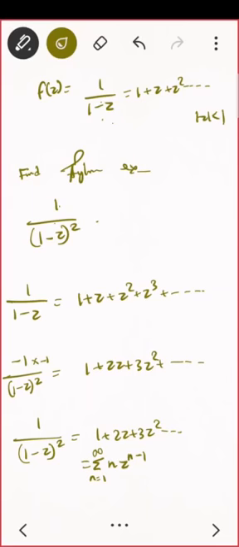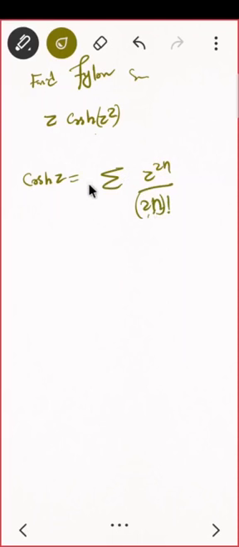Okay. Suppose one more question: find the Taylor series of z into cos hyperbolic of z square. So you already know cos hyperbolic of z, correct? What is cos hyperbolic of z? It is all even terms: summation z raised to 2n upon 2n factorial, n equal to 0 to infinity. So this is cos hyperbolic.